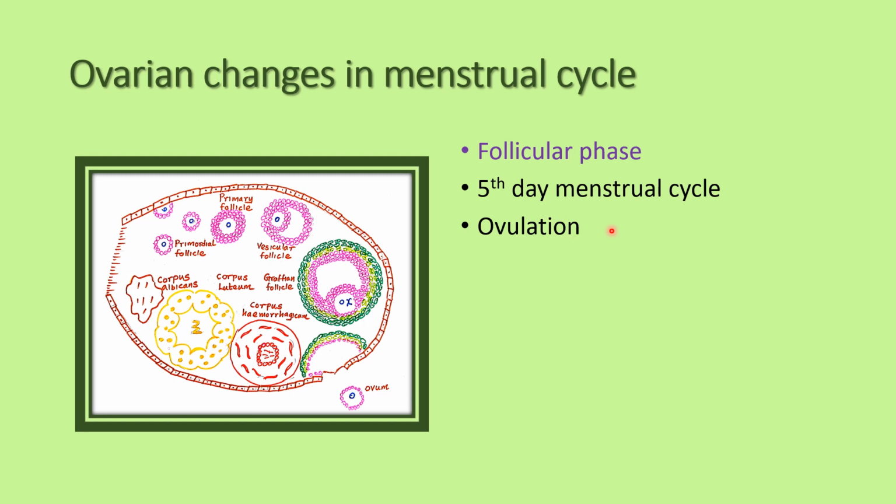During the menstrual cycle, the ovarian follicles enter into different stages. In the follicular phase, first the ovarian follicles enter the primordial follicle stage. The primordial follicle is located in the cortex of the ovary. At the time of puberty, 4 lakh ovarian follicles are present in both the ovaries.